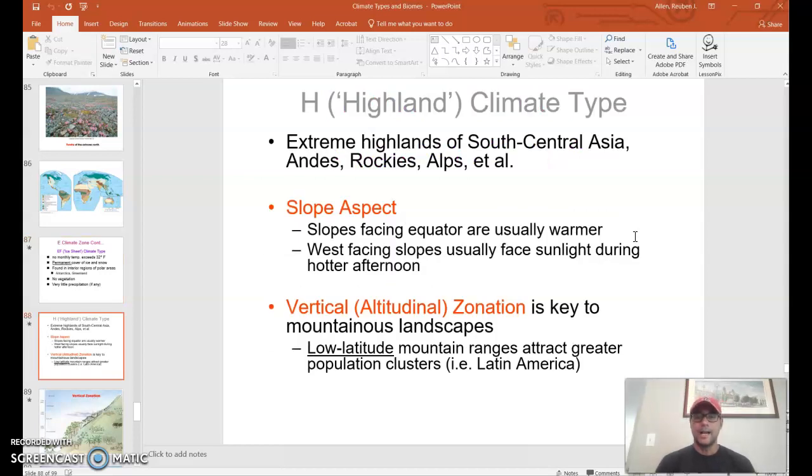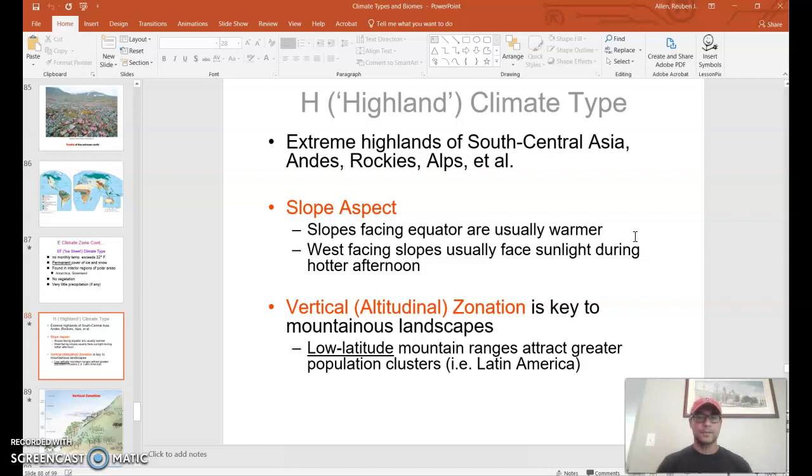All right, now the highland environment, H, just as a standalone climate type, is found obviously in places of high elevation. Typically, we're looking at least 10,000 feet above sea level, 12,000, 14,000 and upward. So we're looking at the extreme highlands of South Central Asia, the Himalayas, the Karakoram, the Hindu Kush mountain ranges. We're also looking at the Andes of Western South America, the highest of the Rockies, the highest of the Alps within North America and Europe, respectively.